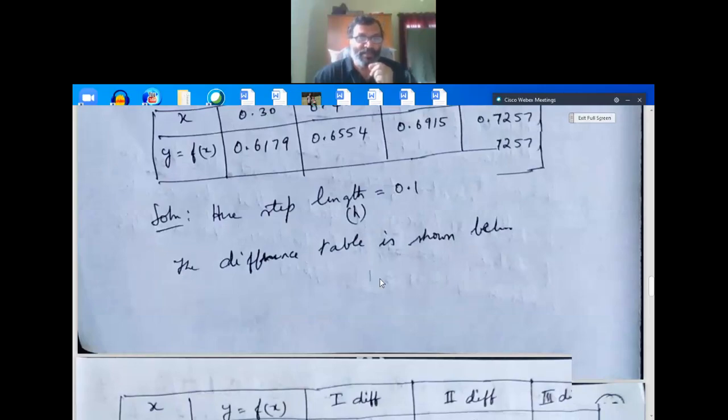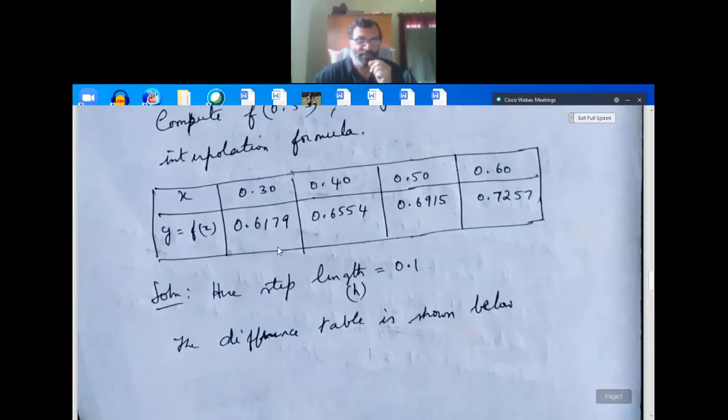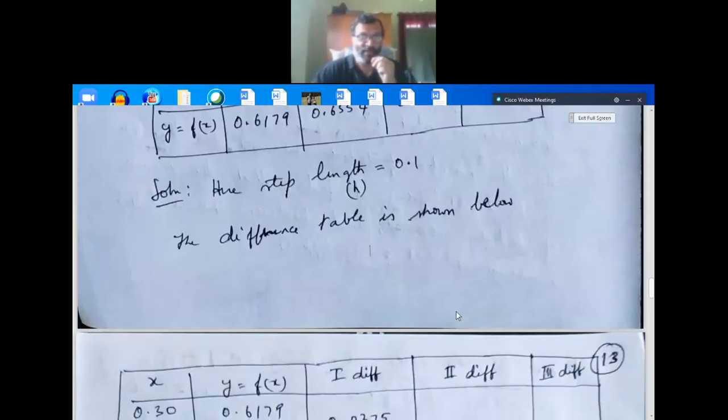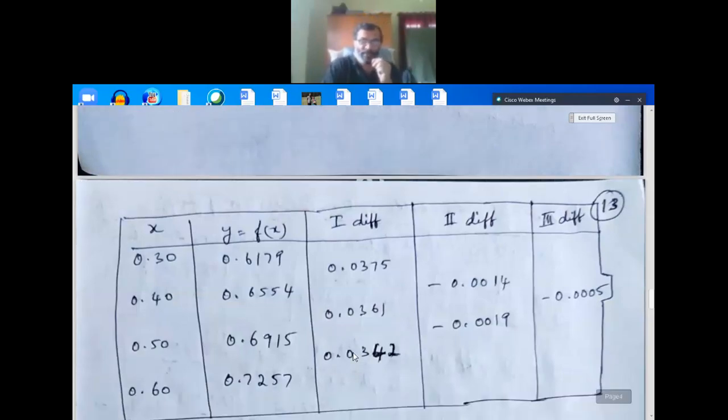Then we write y equals f of x. That is, when x equals 0.30, the f of x value is 0.6179. When x equals 0.40, f of x is 0.6554. When x is 0.50, f of x is 0.6915. When x is 0.60, f of x is 0.7257. So writing all these values, you know how to write. Same as the forward, the first part is exactly the same.